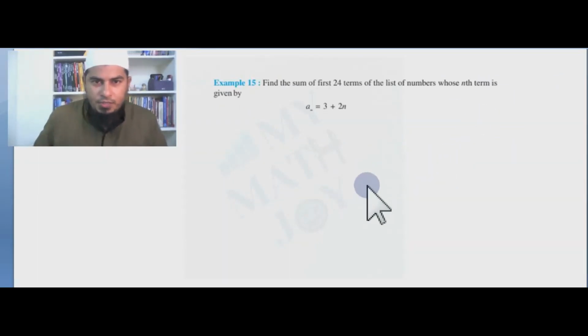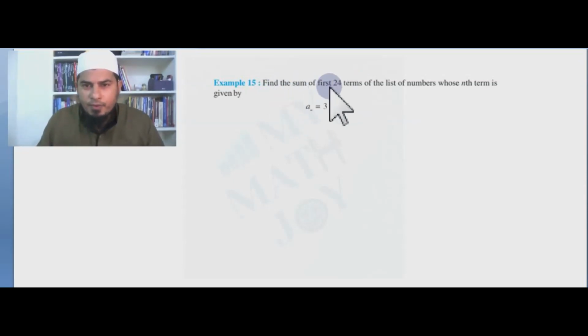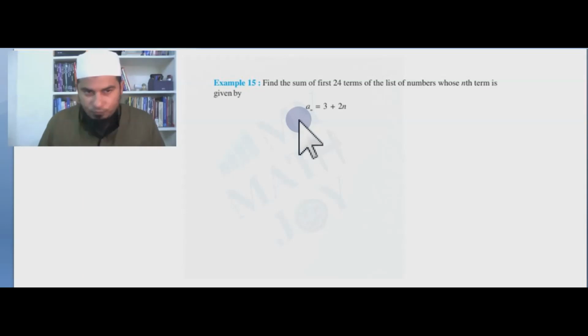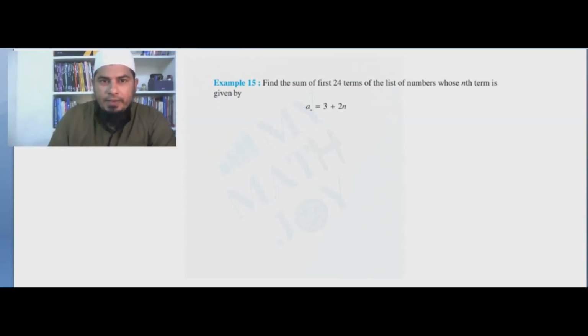Here the question is ready. The example, another model which is very interesting. Find the sum of first 24 terms of the list of numbers whose nth term is given by this. These are the list of numbers you will get from the condition when you change n value from 1 to different numbers. So let's write given and make the list and check whether it is AP or not.